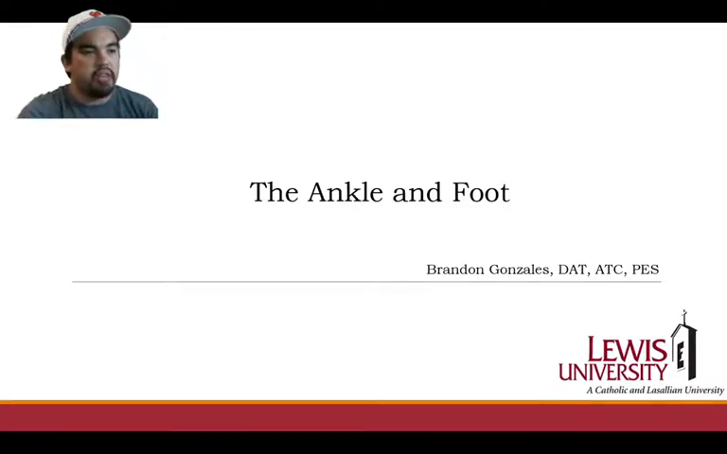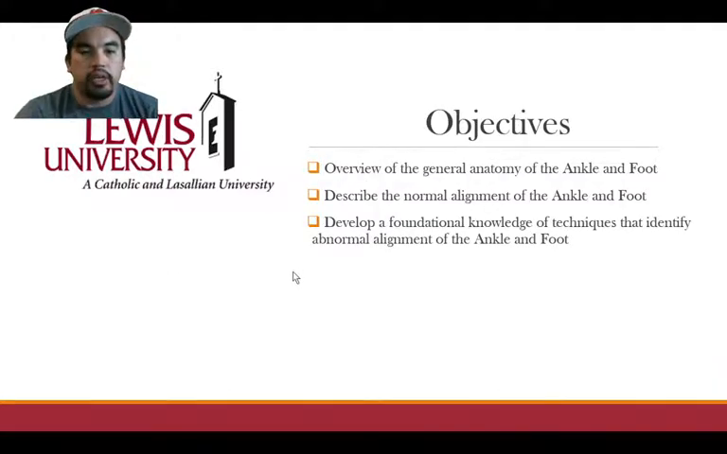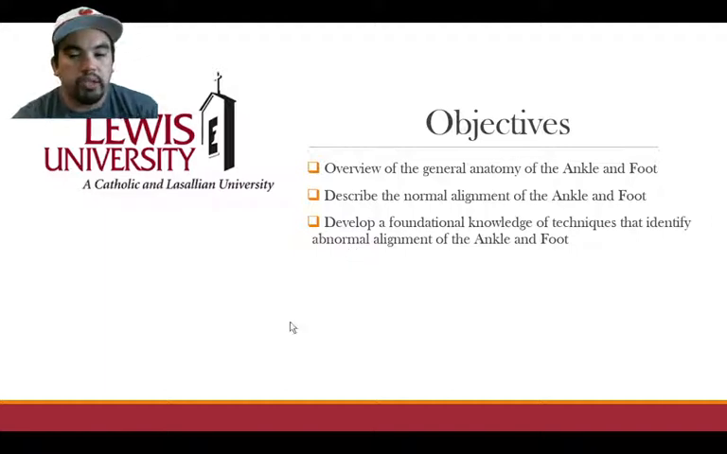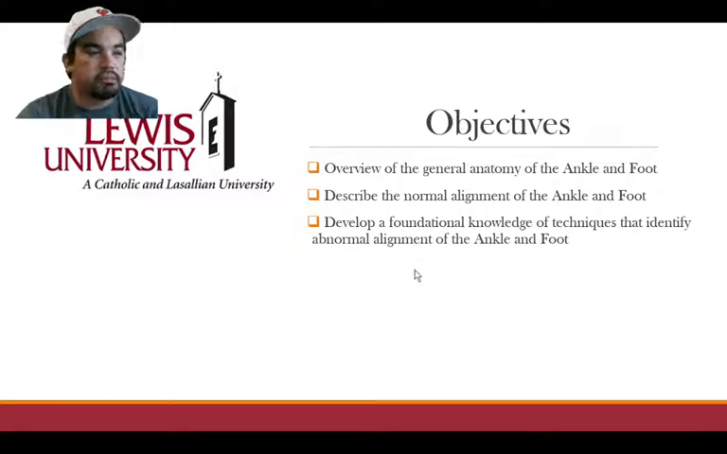This is the ankle and the foot. So we're going to give an overview of the general anatomy of the foot, talk about the normal alignment and positioning within the foot and the ankle, and also develop a fundamental knowledge of the techniques to identify these, correct positionings within the ankle and the foot.